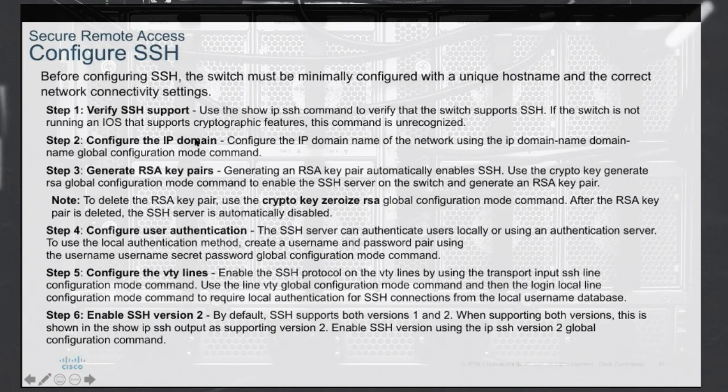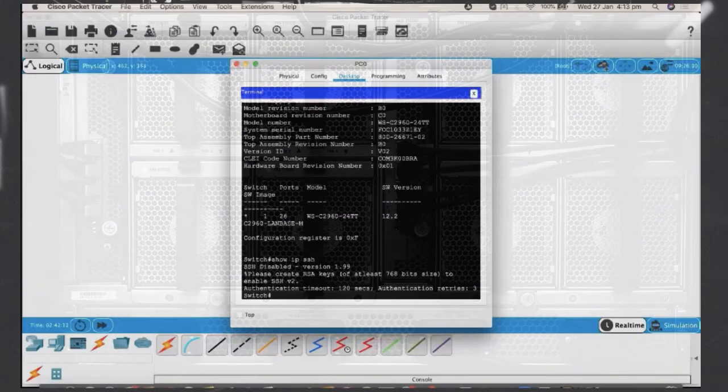Then we need to configure the IP domain. You might have done this in CE155, and we'll also do it in lab. So you issue the ip domain-name command, for example, ccna.com. Then the third step is to generate the RSA key pair. To generate the RSA key pair, the command is crypto key generate rsa. Let's try to see this.